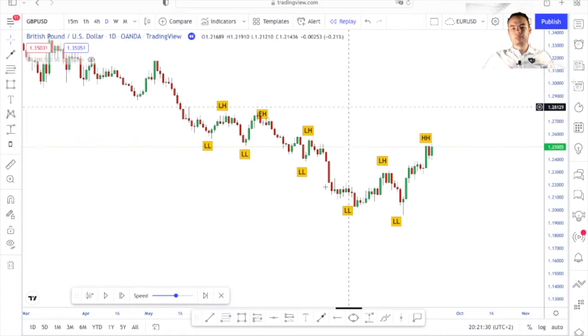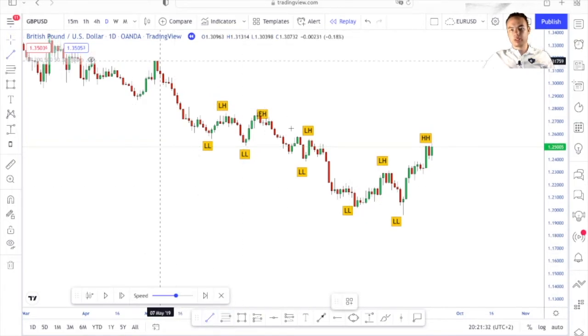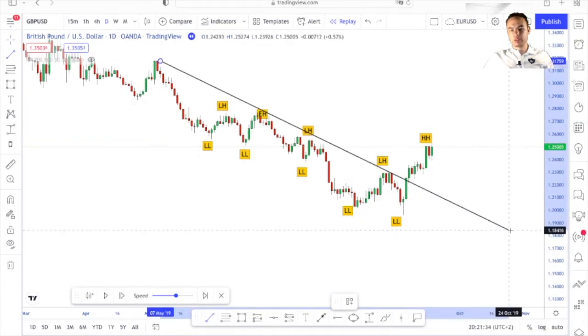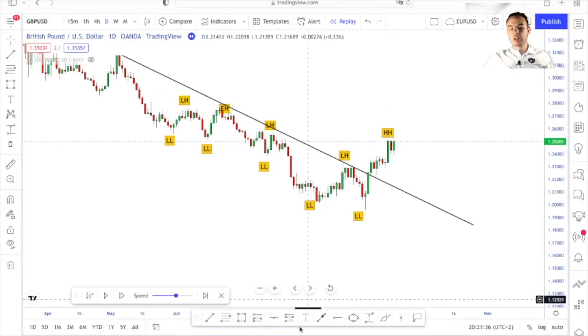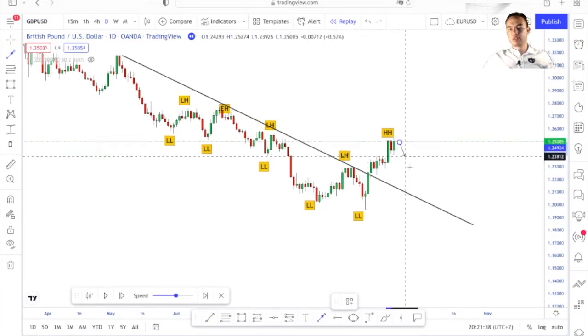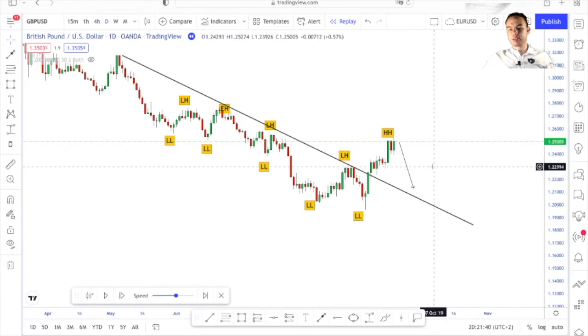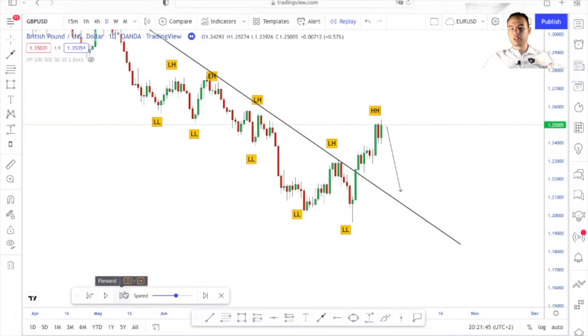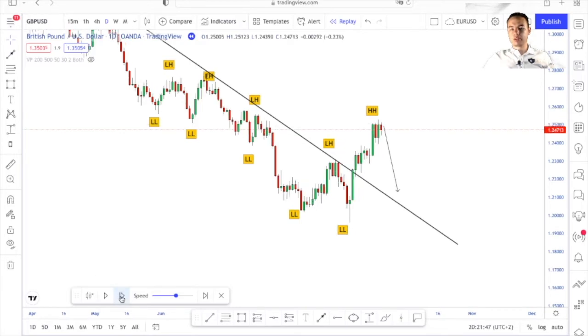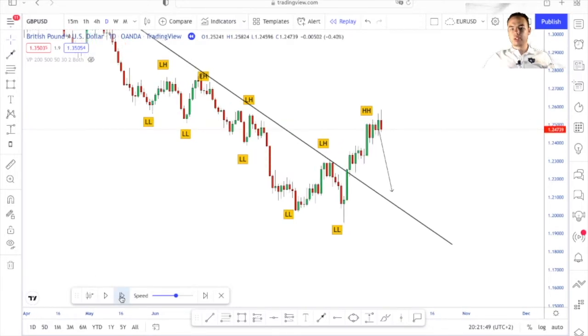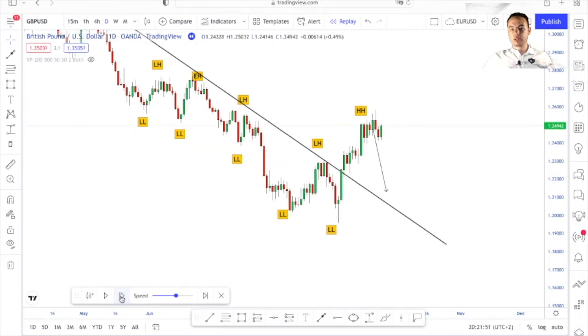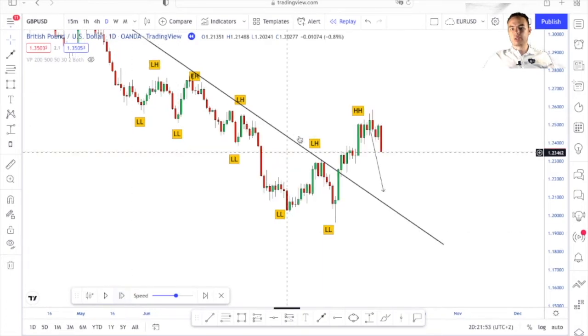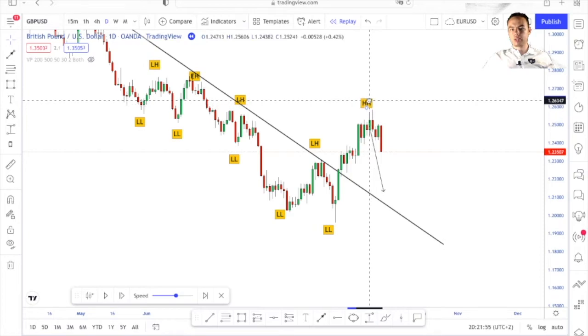Okay, and we can do things like this, trend line. So we need to wait for a retracement. So let's see. I'm just going to fast forward. Okay, as you can see, we're getting the rejection. There's the rejection. Just put this there.